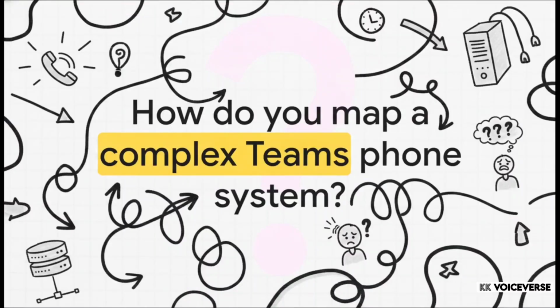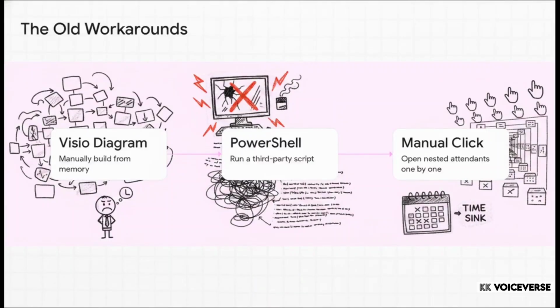Let's start by addressing a painful reality that I know a lot of you know all too well. Just picture this. You inherit an undocumented Teams phone environment. There's absolutely no clear map of how things connect. The sheer anxiety of trying to figure out where a call actually goes when a customer dials in, yeah, it's incredibly frustrating. For years, making sense of your business hours, holidays, and call queues meant relying on one of three highly tedious manual workarounds. You either had to painfully draw out a Visio diagram from memory, run some clunky third-party PowerShell script and just cross your fingers that it didn't break, or open every single nested auto attendant one by one. Honestly, it was a massive time sink.